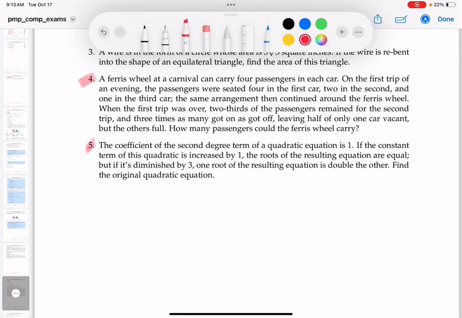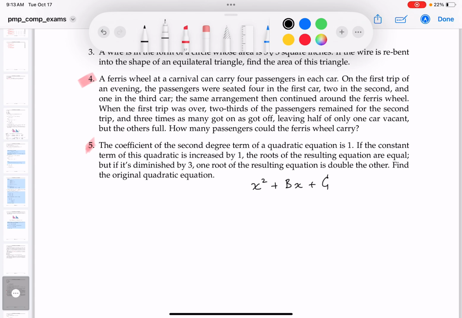Okay, we're on number 5, and number 5 says the coefficient of a second degree term of a quadratic equation is 1. So I'm going to write that down now. It's going to be x squared plus bx plus c. And that's a quadratic equation.